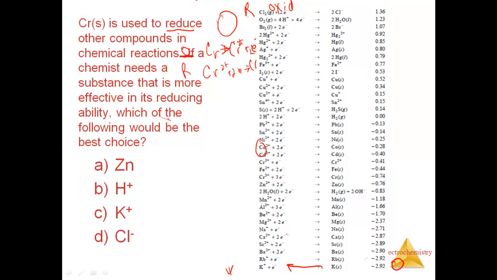Now be careful here, because we have potassium. So hydrogen is in the middle, right? Let's just identify where we are. Hydrogen's in the middle. Chlorine's way up here. It's going to reduce, so it's going to be a strong oxidizer or oxidizing agent. And then we have potassium down here, and we have zinc, the other two choices.